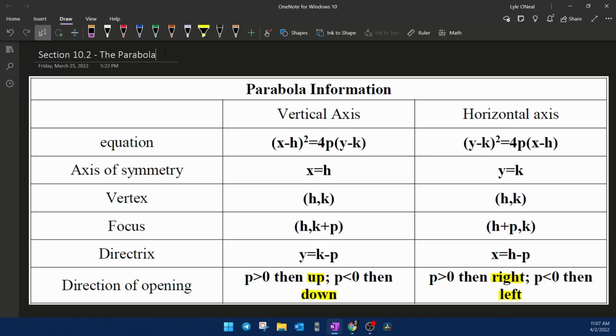Hello and welcome to our lesson on parabolas. This is going to be from section 10.2 in our Precalculus text. In this lesson, we're going to cover everything parabola related.